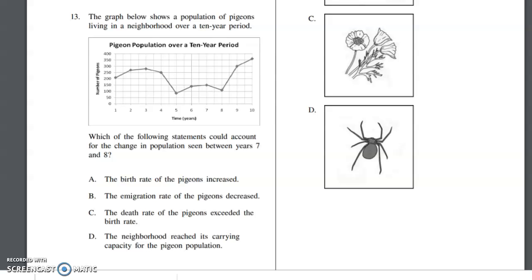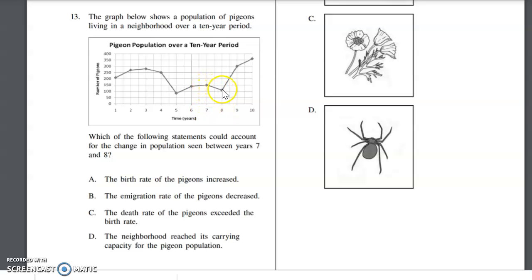Okay, we're picking up with part 2 of our EOC review for biology. Number 13 says the graph below shows a population of pigeons living in a neighborhood over a 10-year period. Which of the following statements could account for the change in population between the years 7 and 8? Okay, so our question is asking about years 7 and 8, so let's find years 7 and 8. There's 7, there's 8. So what happened between 7 and 8?